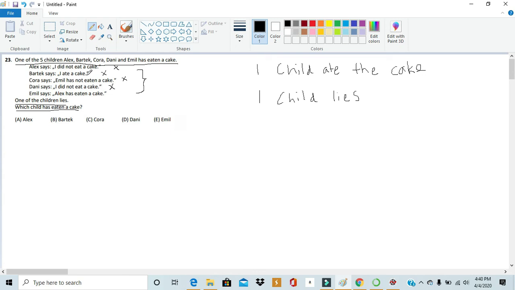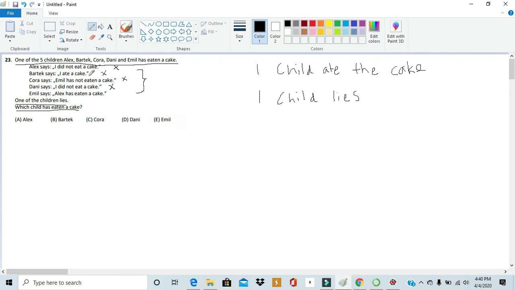Next, Bartek says, I ate a cake. Well, Bartek's telling the truth, because Emil is our designated liar. So, Bartek actually ate the cake. Cora says that Emil has not eaten the cake, and she's telling the truth, because, as I said before, Emil's our liar. And Danny says, I did not eat the cake. She's also telling the truth, because Emil's a liar. In this scenario, we only have one person eating the cake, with only one person lying. This matches up with our two predefined rules, telling us that Emil is the liar, and since Emil is the liar, the only person who ate the cake is Bartek.